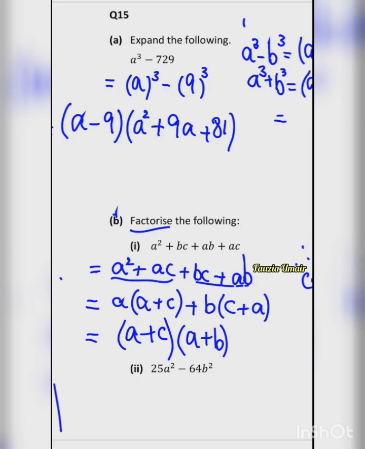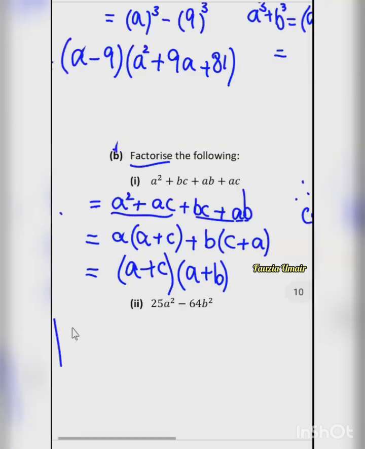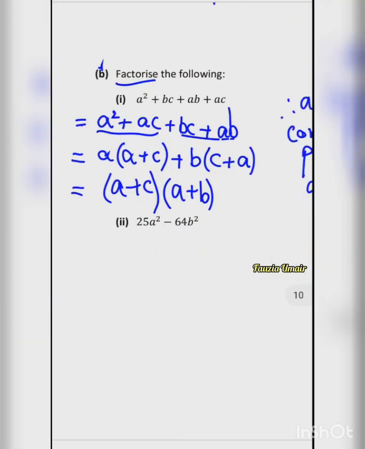Which formula is this? It's the third factorization formula: A square minus B square. There are two terms, there is a negative sign in the middle, and both terms are square numbers. So I can apply formula 3. This is the square of which number? 5A square.